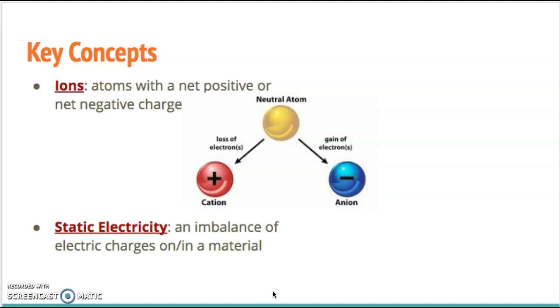Some of the key concepts that are going to play a role in this experiment are ions and static electricity. An ion is an atom that has a net positive or a net negative charge. Typically atoms are neutral, and whenever they lose electrons, they turn into what is known as a cation, and they have a positive charge. Or if they gain electrons, they turn into what is known as an anion, and they have a negative charge. Then we have static electricity, which is basically just an imbalance of an electrical charge either in or on the surface of a material.